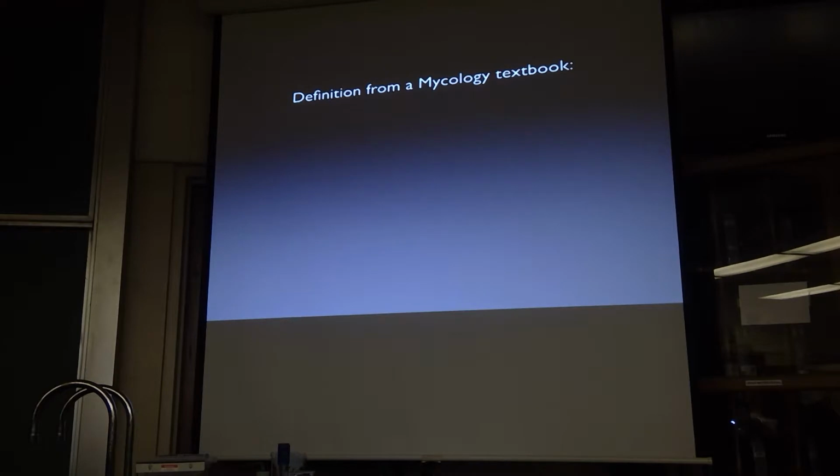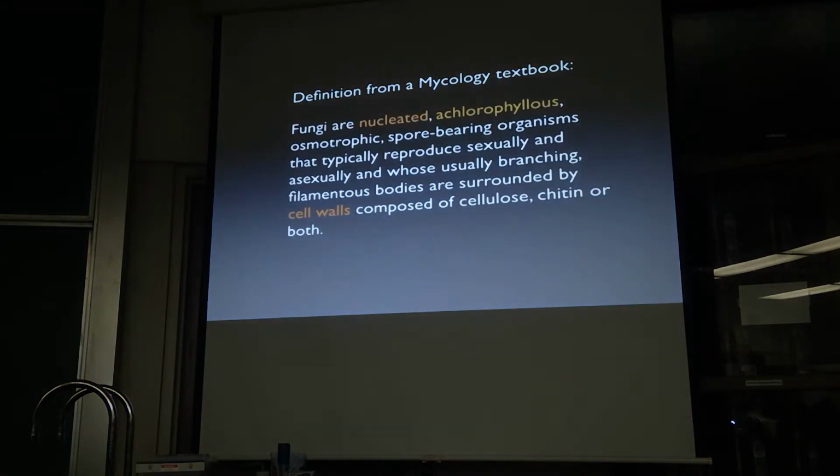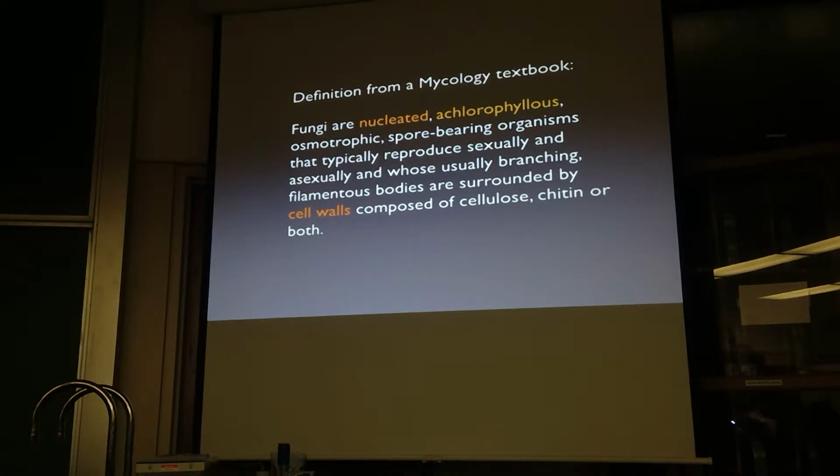This is a definition of fungi that I took from a mycology textbook. Mycology is the science or study of fungi. It says fungi are nucleated, achlorophyllous, osmotropic spore-bearing organisms that typically reproduce sexually and asexually, and whose usually branching filamentous bodies are surrounded by cell walls composed of cellulose, chitin, or both. Well, that's handy. It tells you these are organisms that have cell walls.